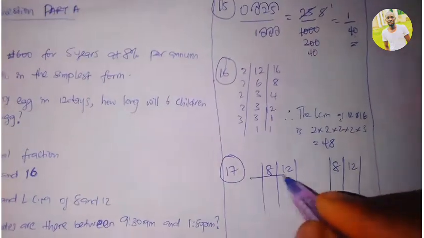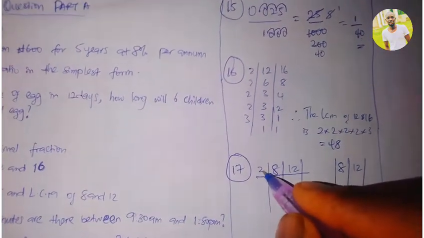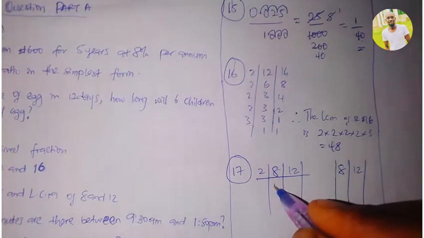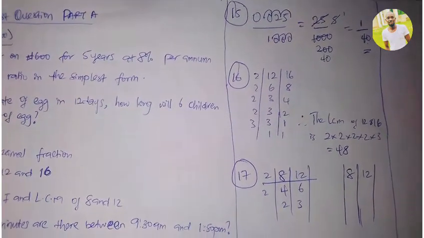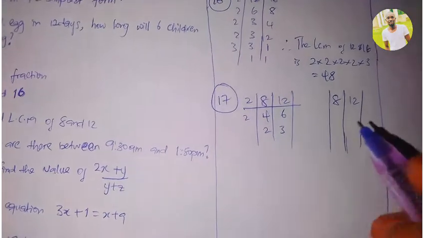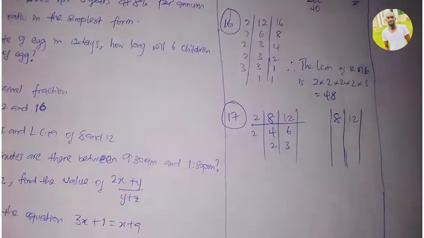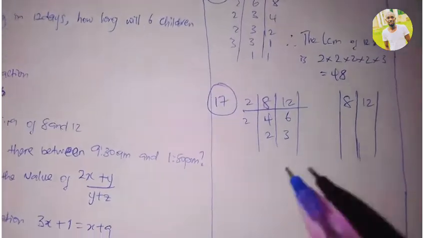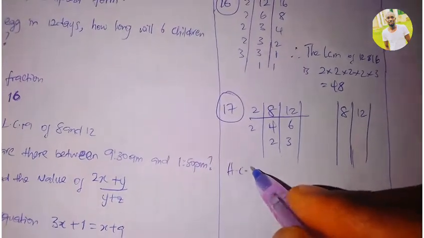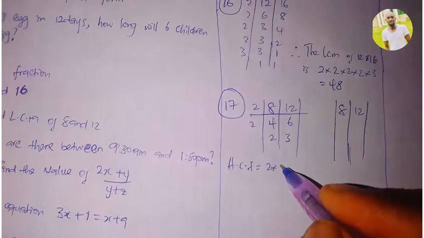Now, for the HCF, what can go into both of them? 2 can go: 4, 6. 2 can still go: 2, 3. That's all. For the HCF, you must find a prime number that can go into both values. So it means the HCF equals 2 times 2, which is 4.